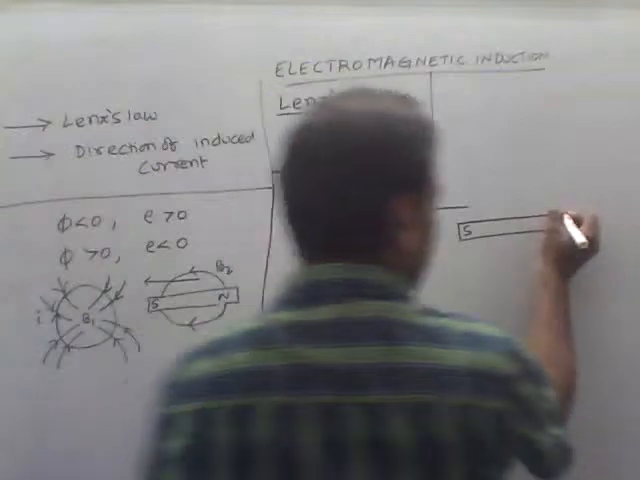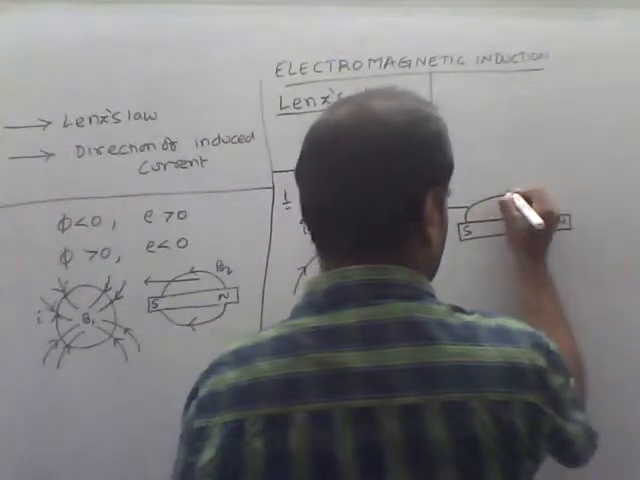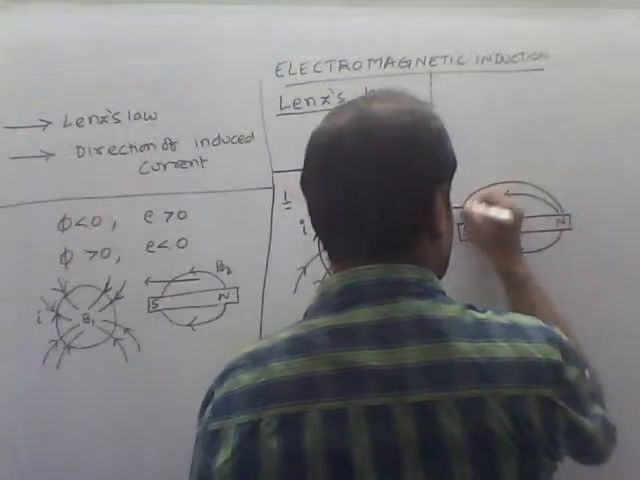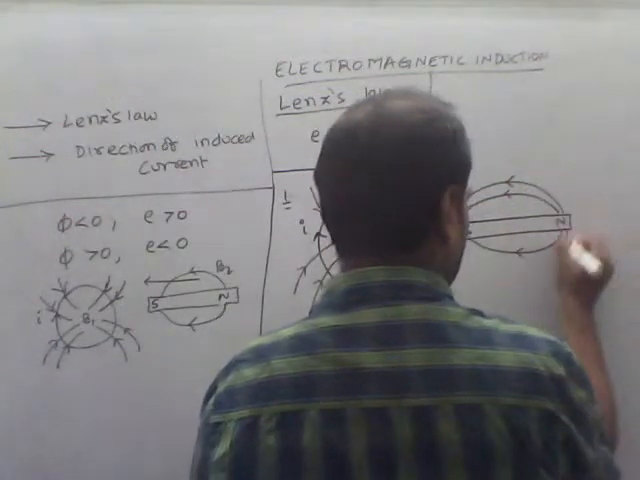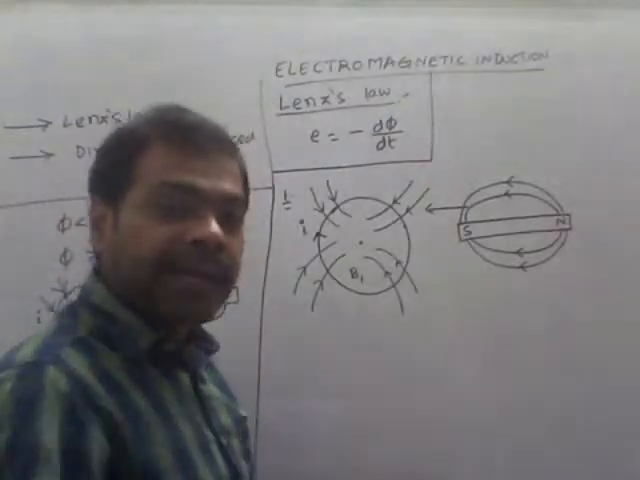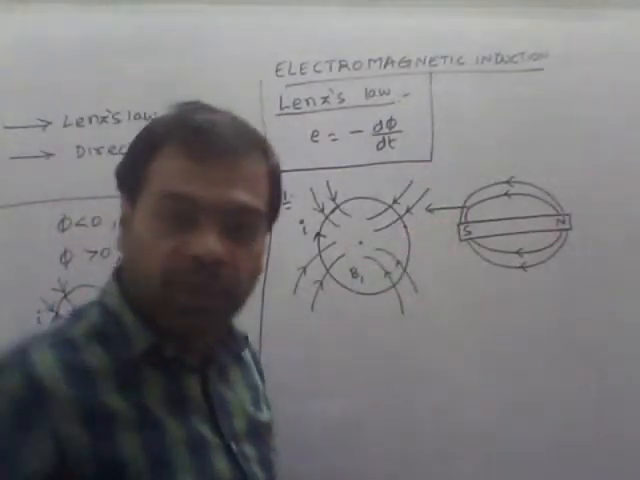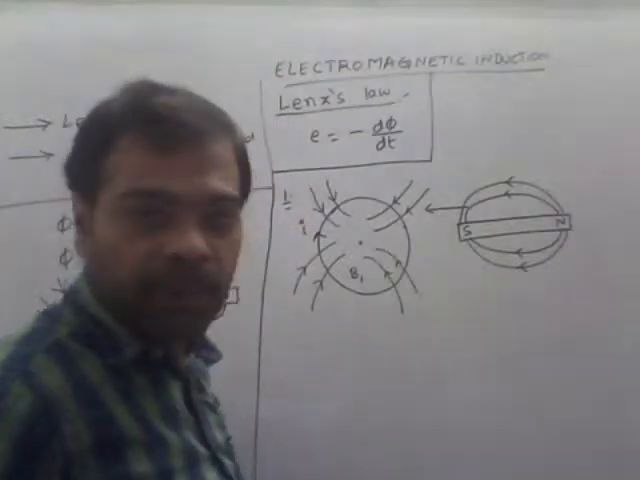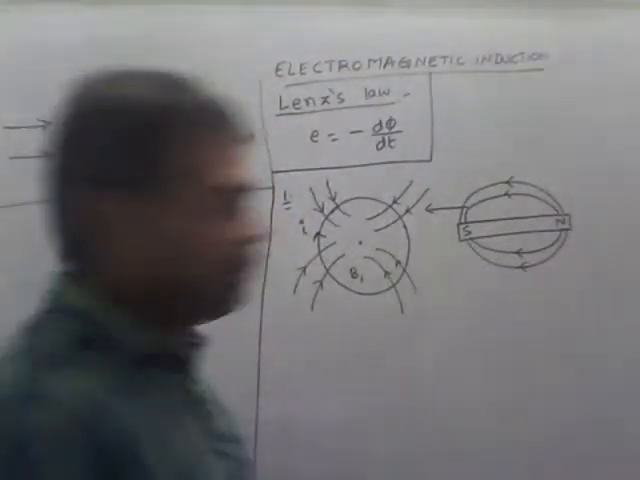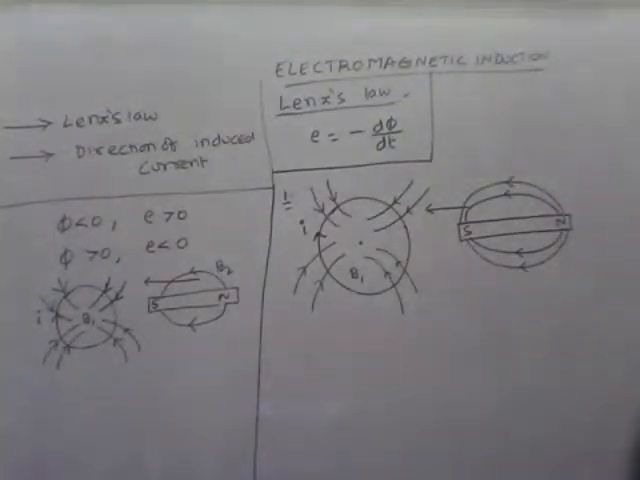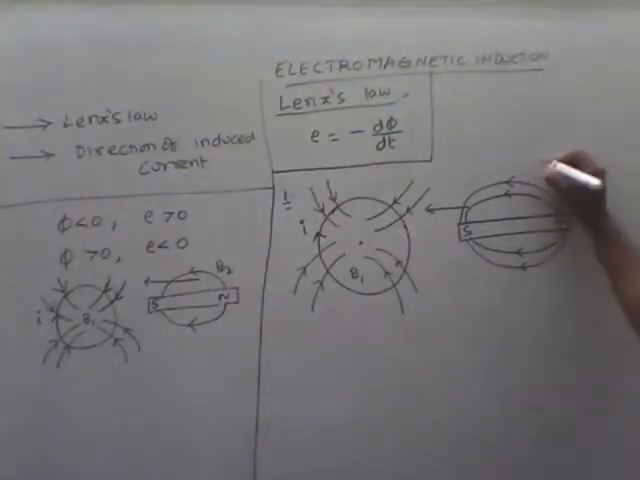Outside the magnet, the field lines go from North Pole to the South Pole. Inside the magnet, we have South Pole to North Pole. So here also we will have a magnetic field which is developed inside the magnet. Let us consider B2.